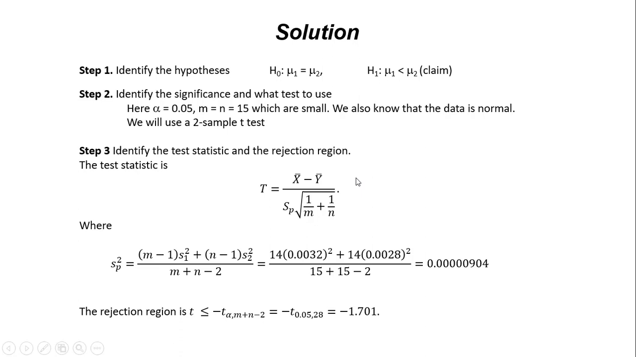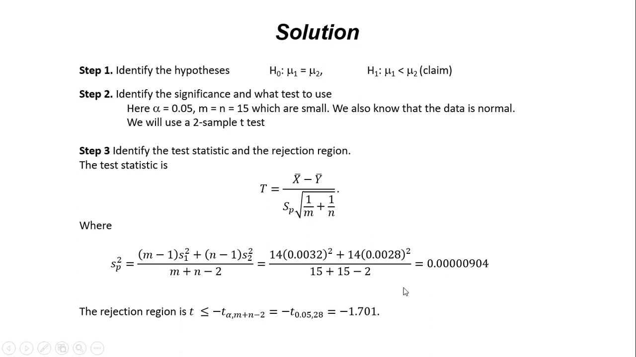The test statistic is given by t is equal to x bar minus y bar over a pooled standard deviation times the square root of 1 over m plus 1 over n. There's a formula for the pooled variance given down here. So we could substitute in these values that were given on the previous slide. And you can see we get this very small number, but beware because we have to take the square root of this variance to get the standard deviation. And this number does get larger when you take the square root.